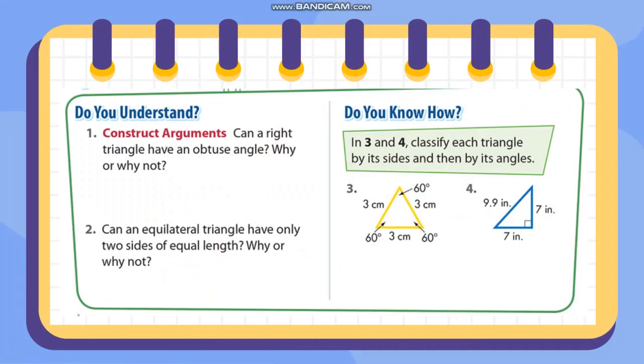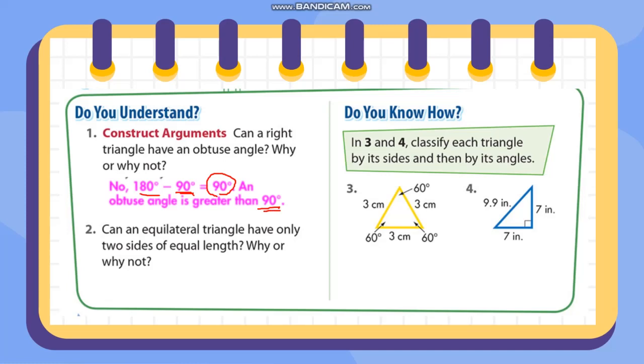Can a right triangle have an obtuse angle? Why or why not? Of course, the answer is no. Why? Because the total measurement of the three angles is equivalent to 180. So if there is one right angle, equivalent to 90 degrees, then 180 minus 90 degrees, the other two angles total 90 degrees. An obtuse angle is greater than 90 degrees. That's why the answer is no.